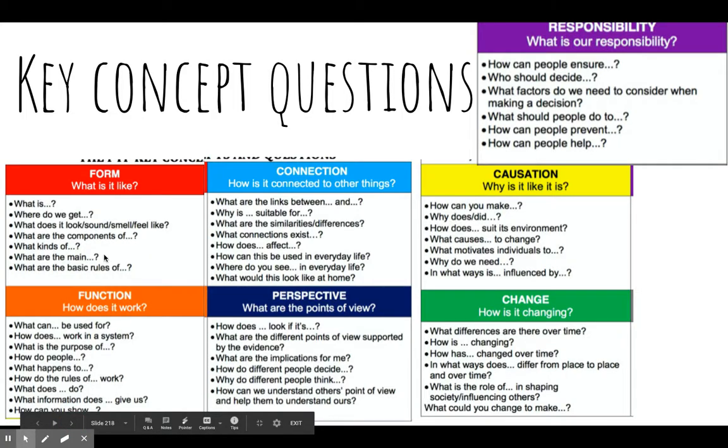You also want to make sure that we connect it back to a key concept, and I've included these here in case you want to create a new question or you thought of some new ones throughout the unit. These can help us to think of questions through the lenses of the different key concepts.